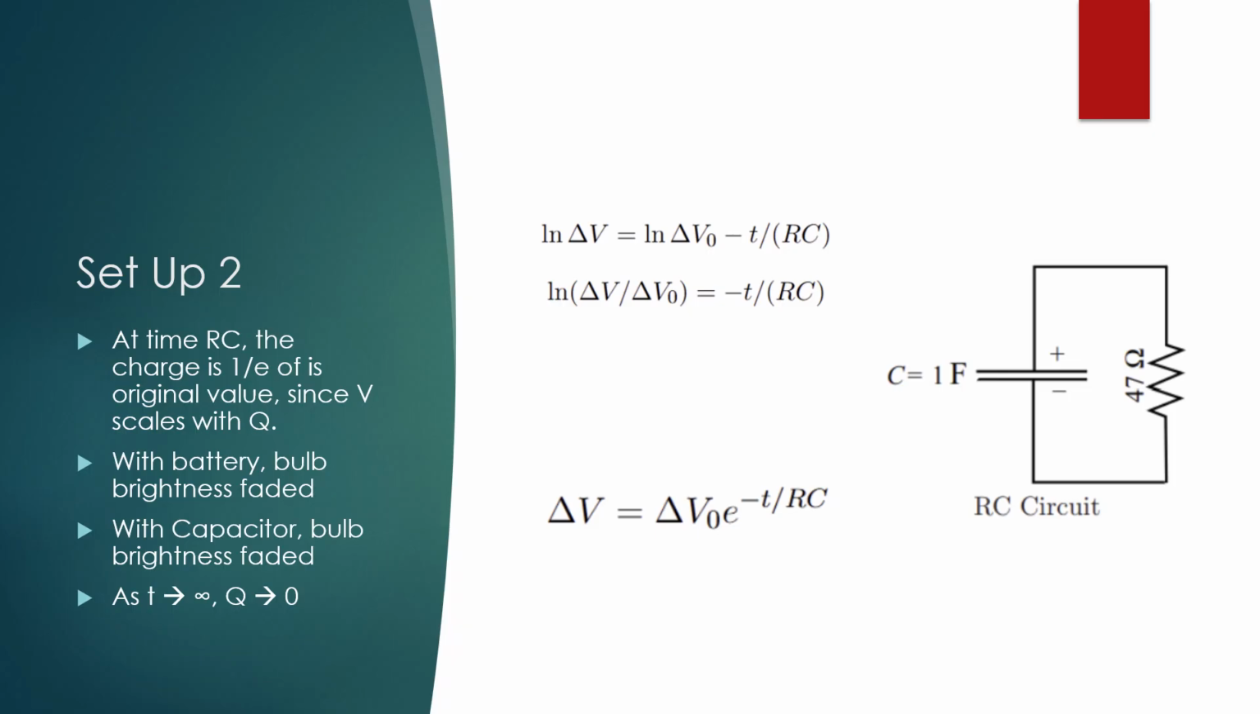When the battery was connected with the capacitor in the circuit, the bulb faded in brightness as time went on. And when the capacitor was connected to the bulb without the battery, the bulb also faded as time went on. Based on that equation, as time approaches infinity, the charge approaches 0 when we have a capacitor connected to a resistor, which explains why the bulb went out: as the charge goes down, the current goes down, and as current goes down, brightness goes down.